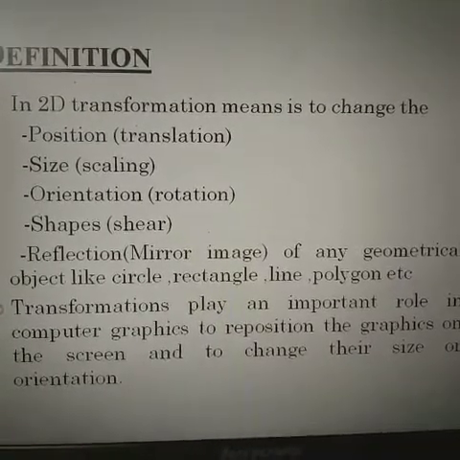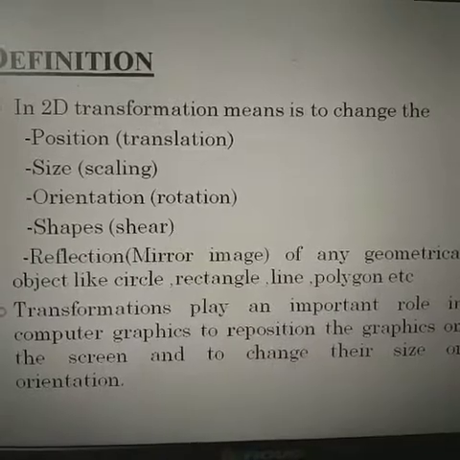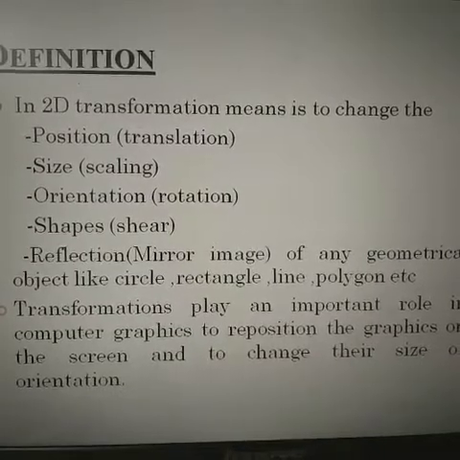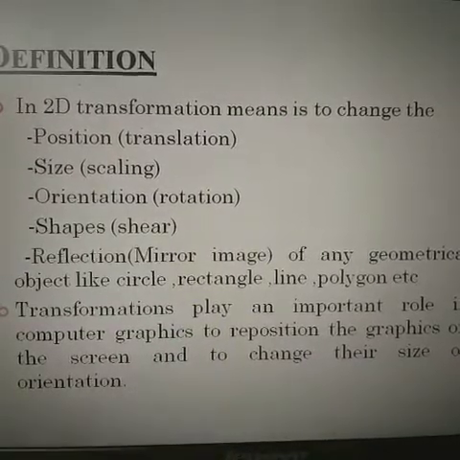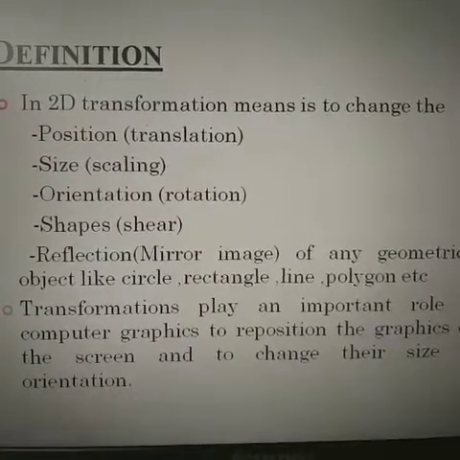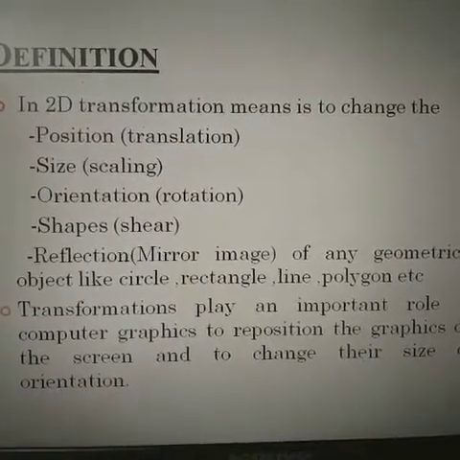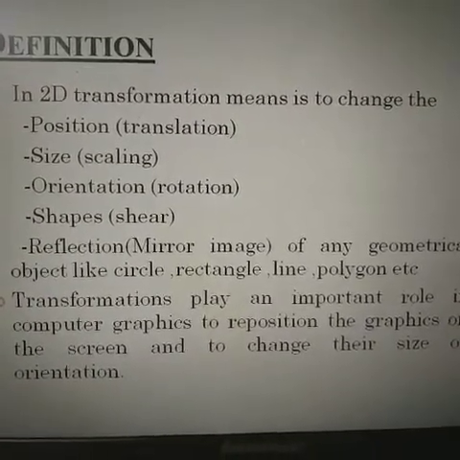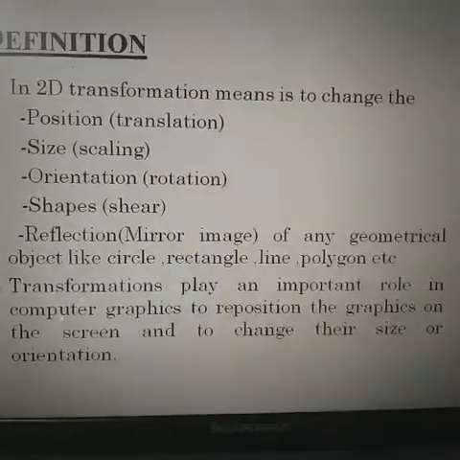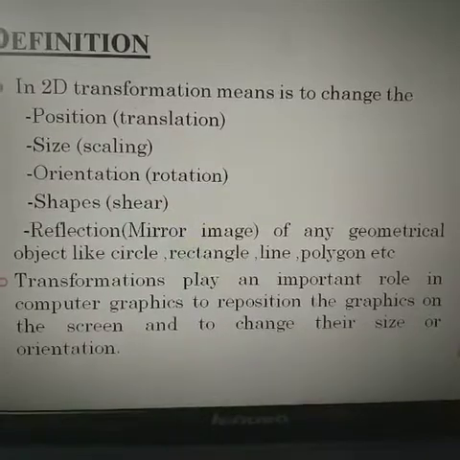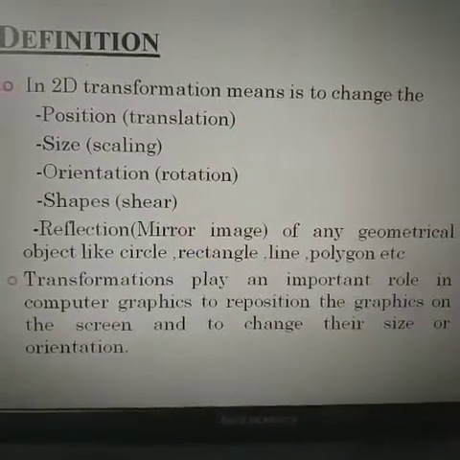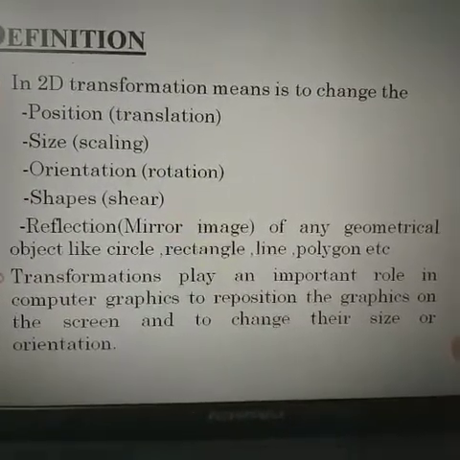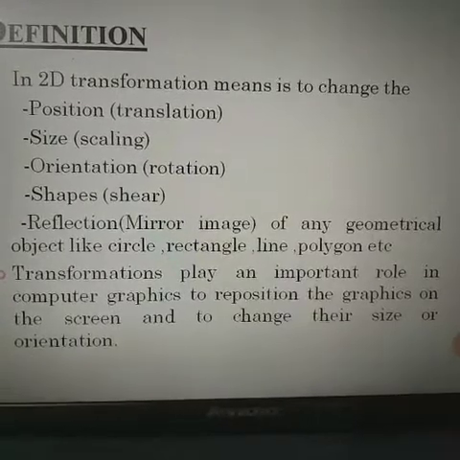A change in position means translation. A change in size means scaling the size of any object. Orientation means we have to change the rotation according to the angle. The next one is the shape: changing the shape of any object, any circle, rectangle, or any object. The last one is reflection, that is the mirror image of any geometrical object like circle, rectangle, line, polygon, etc. So transformation plays an important role in computer graphics to reposition the graphics onto the screen and to change their size or orientation.